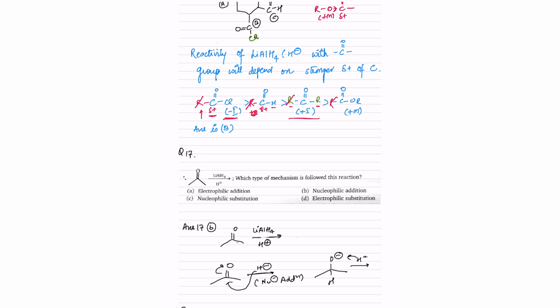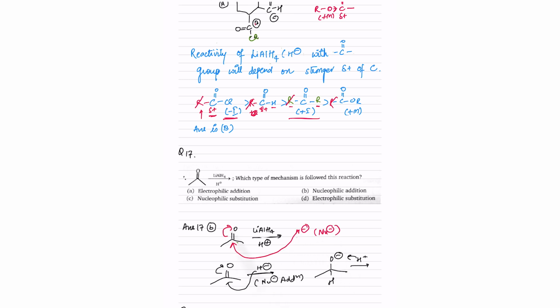Now come to question number 17. In question number 17, they're asking which type of mechanism is being followed in this reaction. Just now we have discussed this. My LiAlH4 generates H minus. H minus acts as a nucleophile and can attack on carbon with delta positive. So it is going to attack over here.